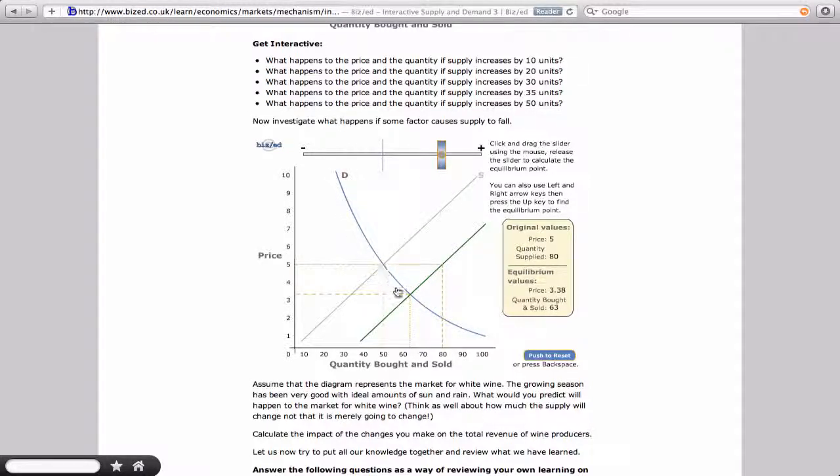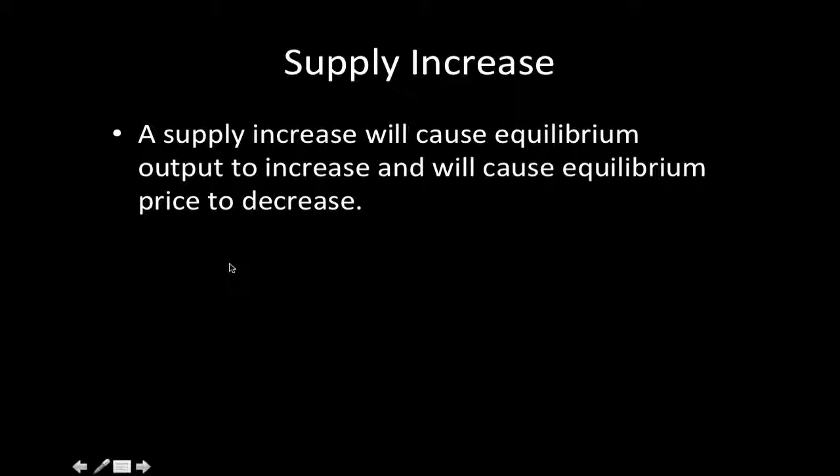See the demand curve, still downward sloping, and the supply curve still intersects with the demand curve. It's two lines that will intersect because their slopes are opposite of each other. But at this new equilibrium value, see the original one. The quantity bought and sold, actually you can check that here. The quantity supplied is 50, and the price is 5. But at this new equilibrium value with an increase in supply, the quantity bought and sold is 63 as opposed to the 50 here, and the price is only 3.38. So as I said here, a supply increase causes equilibrium output to increase and will cause equilibrium price to decrease.